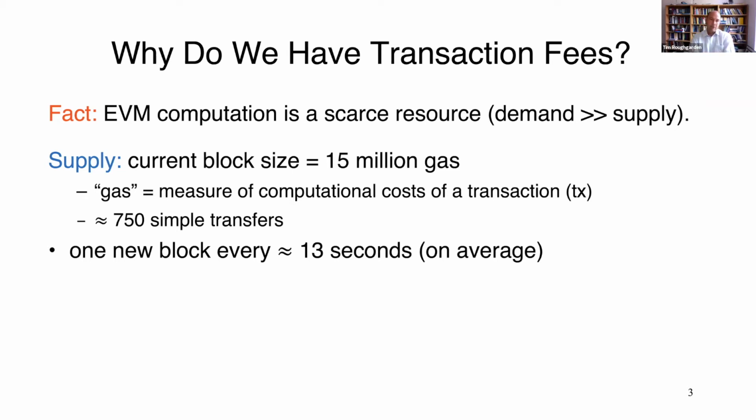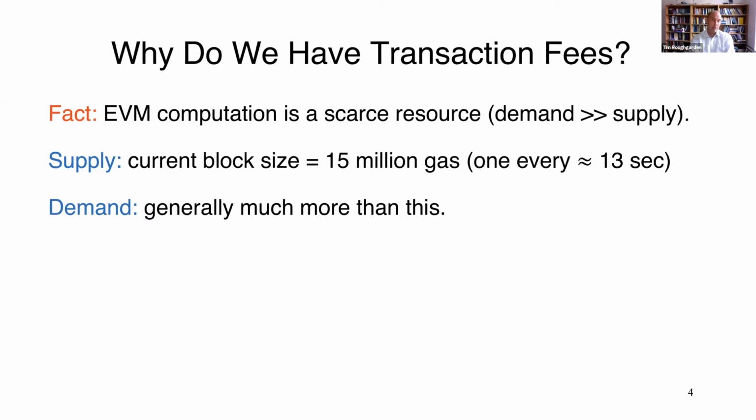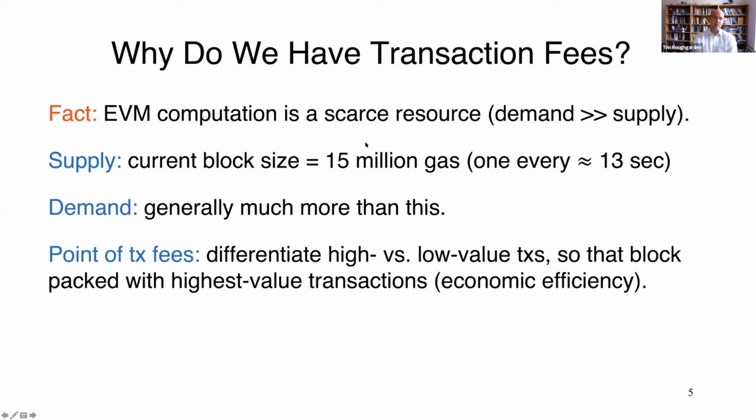Point being, there's only so many transactions that are going to get executed in a given period of time in, say, the Ethereum network. And again, if everything was free, many people would love access to the blockchain. Because demand is so much higher than supply, you have to pick a subset of the pending transactions to be included on chain. And so the question is, who do you want to go on chain, if not everybody can?